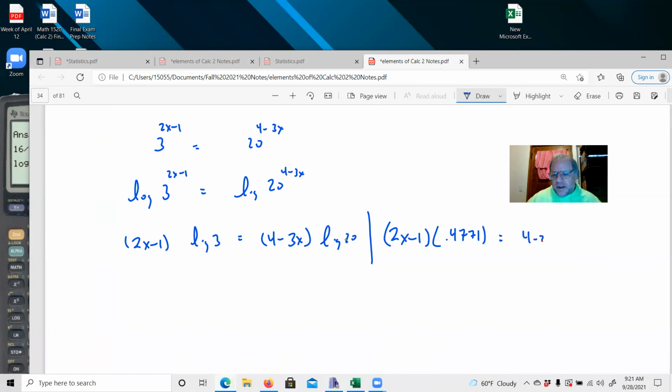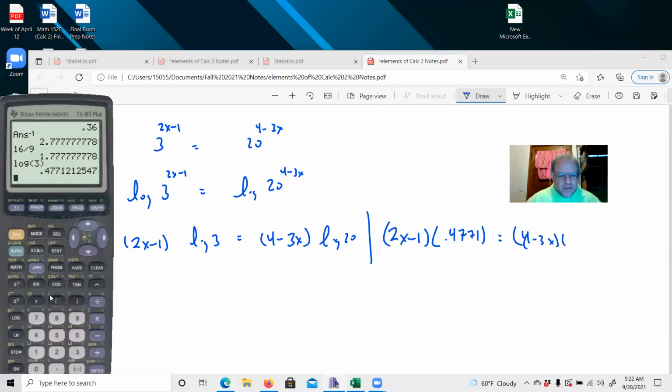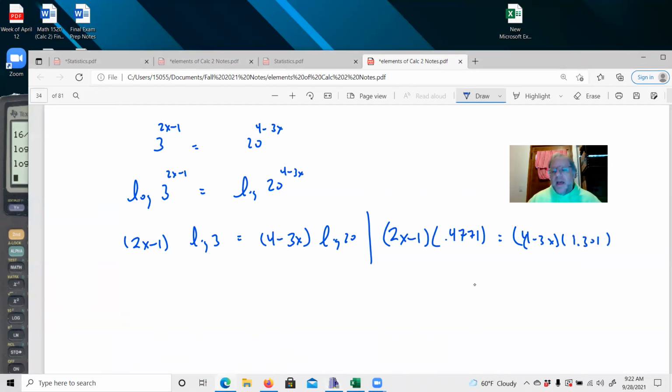So 0.4771 times (2x minus 1) is equal to (4 minus 3x) times log 20, and log 20 equals 1.301. If you want to solve the problem instead that way, I will give you a point for it. But if doing it this way confuses you or is frightening, you're not going to get the 6 out of 6. Do it this way and you'll get a 5 out of 6, and that's a B. 5 out of 6 is about 0.83. That's a B.